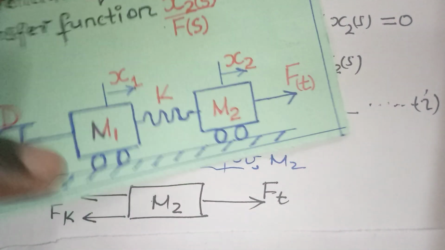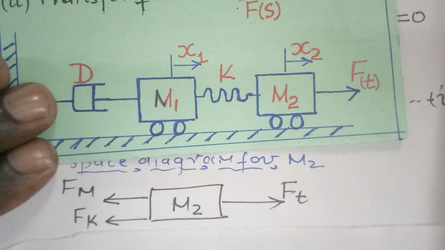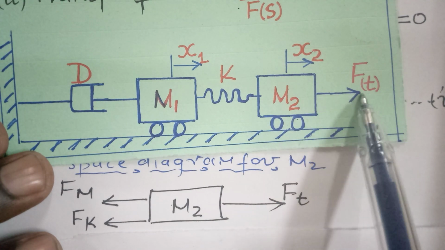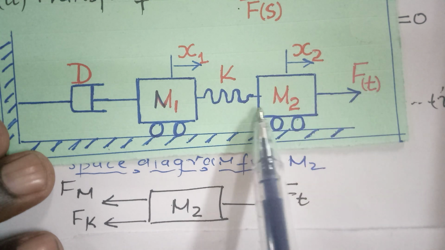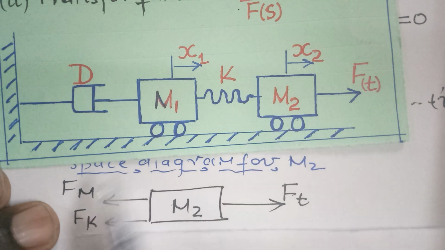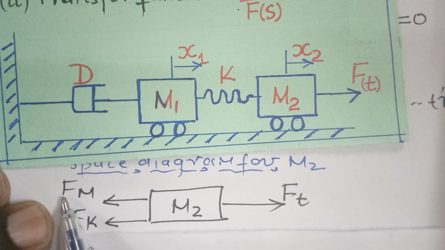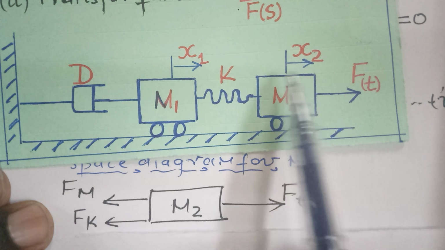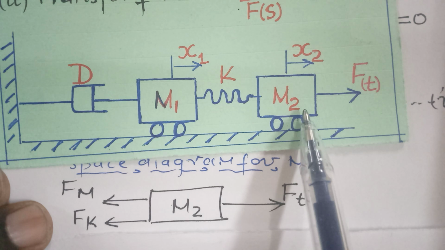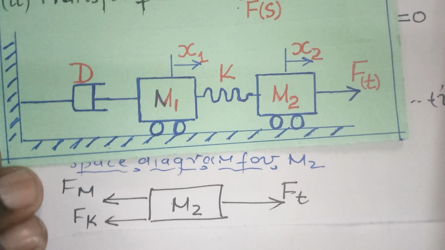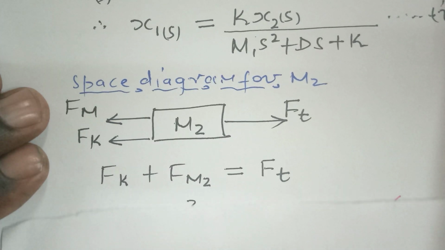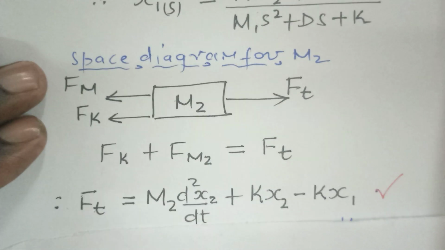As you can see, for M2 we have two attachments. We have this attachment of the spring and we have this other force. As it moves in this direction, we have another force here, due to the inertia of that mass. We call it Fm, acting opposite to the direction of movement. And so we have our equilibrium equation right here for mass 2. Then you can write the differential equation for that.